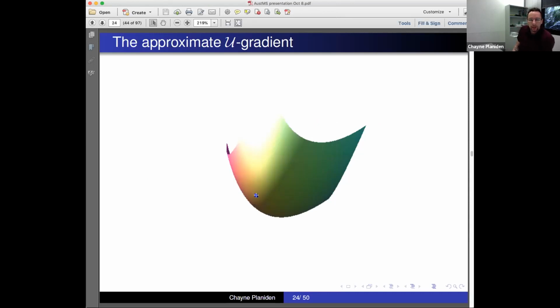So if this is your function and your point of interest, you take 2 more points. This is 2-dimensional, so you need 3 points to build a linear interpolation function. So there's the affine function, and then you just find the gradient of that. And that is your approximate gradient of this original function at the blue point. That is the simplex gradient method.